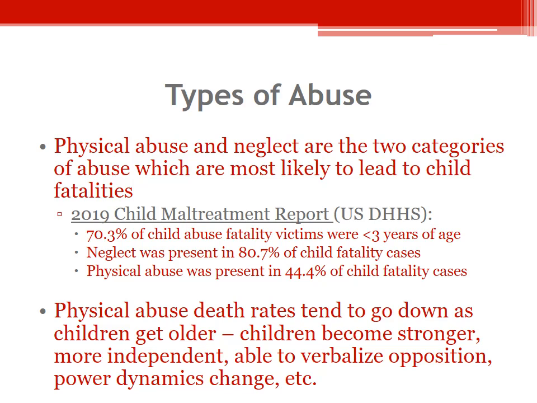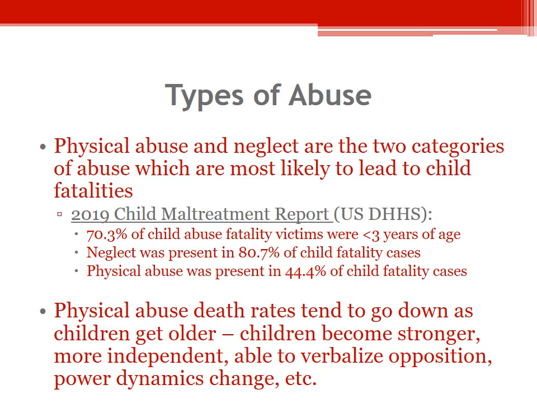There was some documentation of neglect present in 80.7% of all child fatality cases. So in other words, almost 4 out of every 5 child fatality cases that are deemed to be due to child abuse, neglect was present in more than 4/5 of them. Physical abuse is present in 44.4% of child fatality cases.